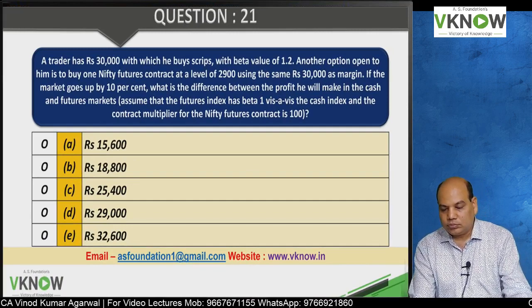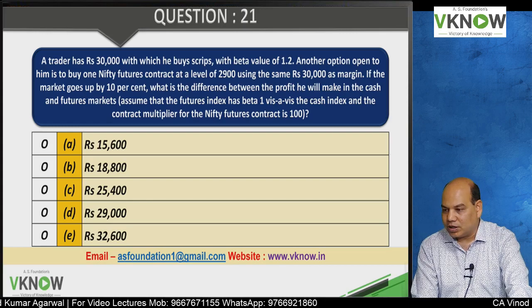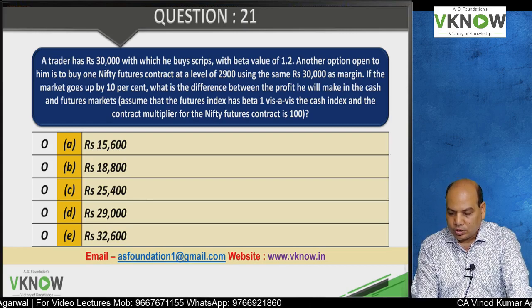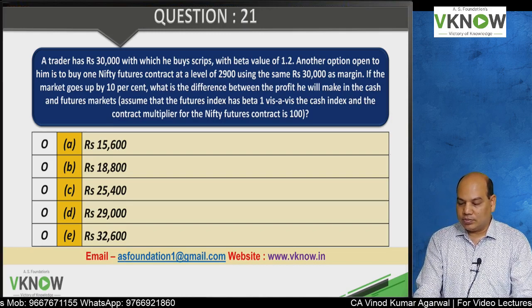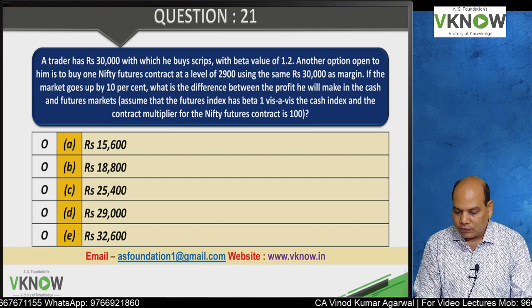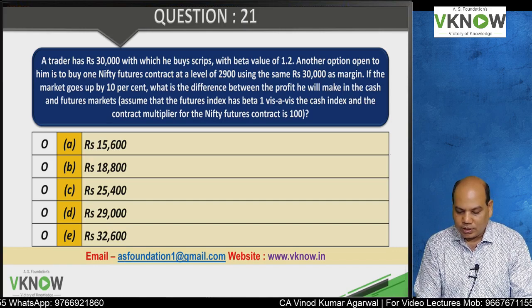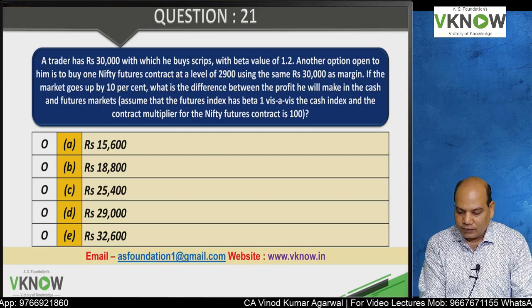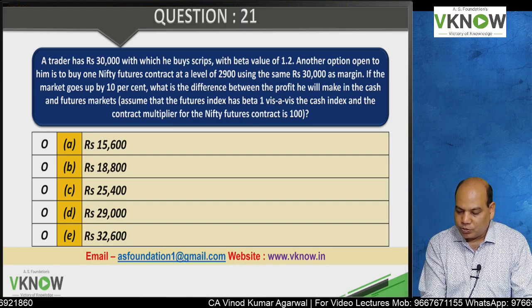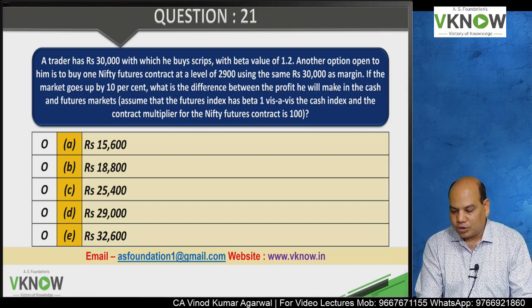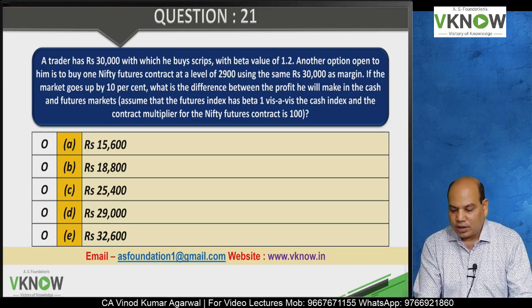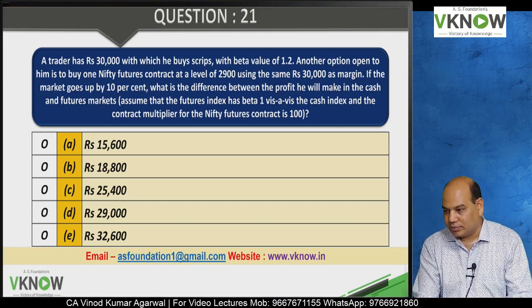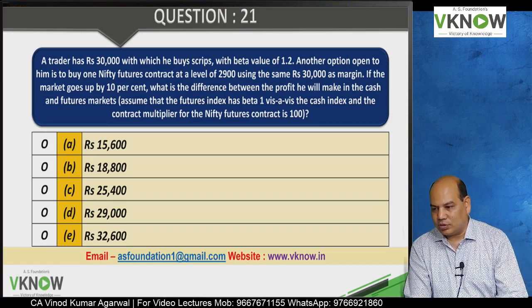Question 21. A trader has rupees 30,000 with which he buys the script with beta value of 1.2. Another option open to him is to buy one Nifty future contract at a level of 2,900 using the same rupees 30,000 as margin. If the market goes up by 10%, what is the difference between the profit he will make in the cash and future market? Assume that the future index has beta 1 vis-a-vis the cash index and the contract multiplier for the Nifty future contract is 100. Question can be asked for 4 or 5 marks in the exam also without options.